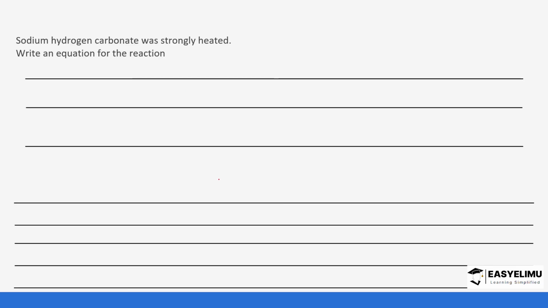Next, sodium hydrogen carbonate was strongly heated. Write the equation for the reaction. Sodium hydrogen carbonate, if you heat it, you are going to form sodium carbonate plus carbon(IV) oxide plus water. And we said you balance it by putting a 2 here.